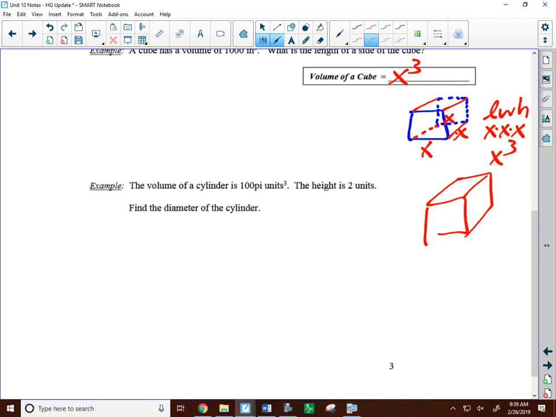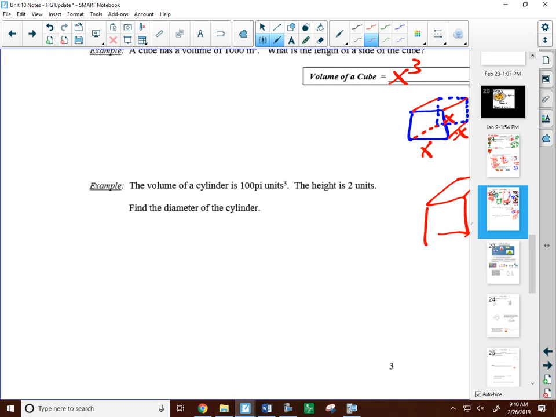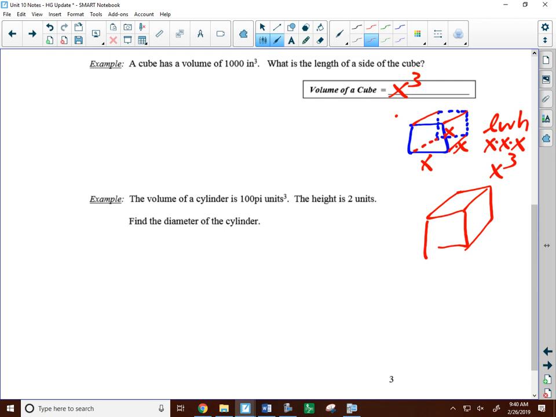So in this example, a cube has a volume of 1,000. So let me write the volume formula for a cube: X cubed or S cubed. What is the length of a side? So notice in this one, I'm actually working backwards. I'm not plugging in for X. I'm plugging in for V, 1,000, and then solving the equation. First time we've done this year, you hopefully did it last year. Do you know what to do?